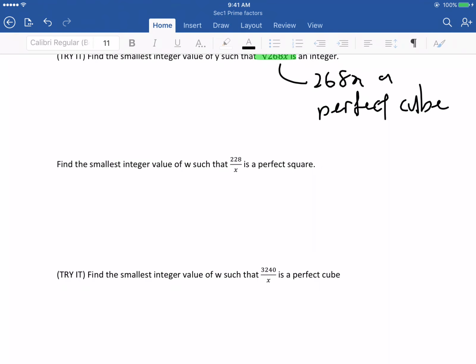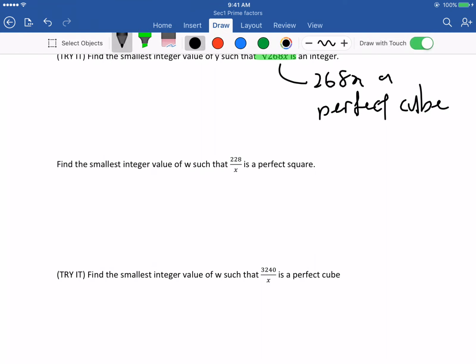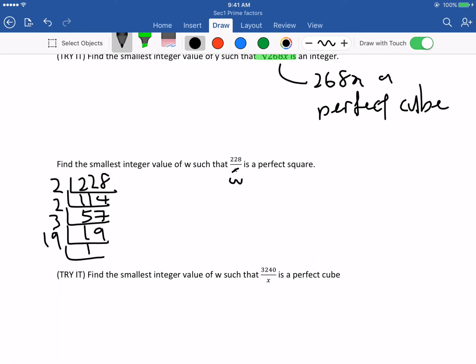Okay, next one, the last one. Find the smallest value of w such that 228 over w is a perfect square. So the first step, go and prime factorize 228 as well. 2, 114. Divide by 2, 57. Divide by 3 equals 19. Divide by 19 equals 1. So 228 is equal to 2 to the power of 2 times 3 times 19. Okay? So find the smallest integer value of w such that 228 over w is this.